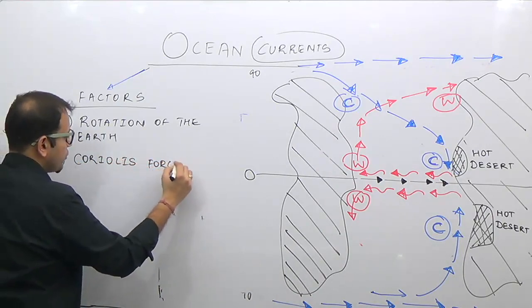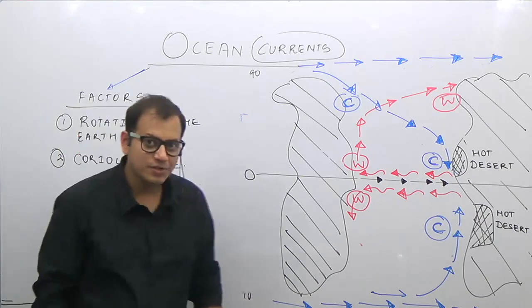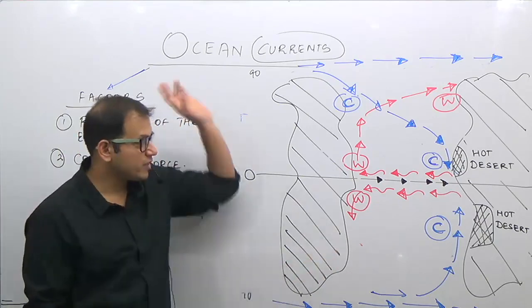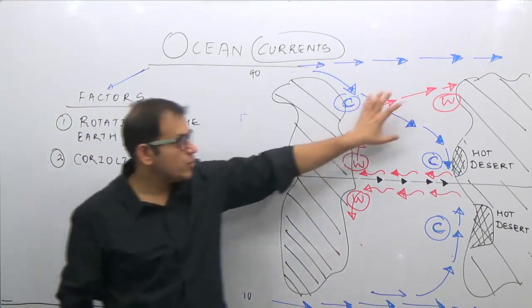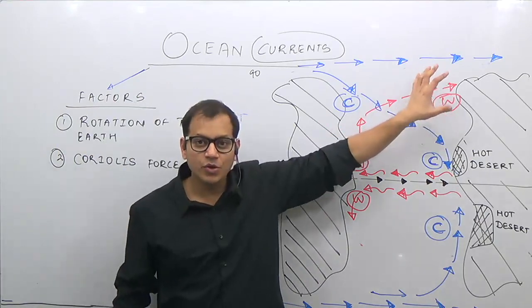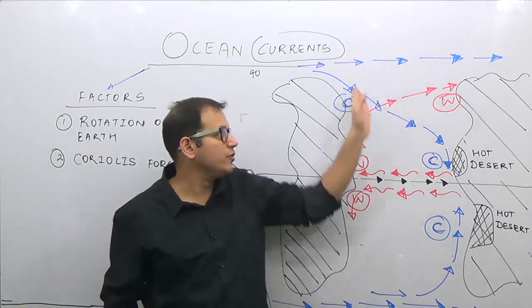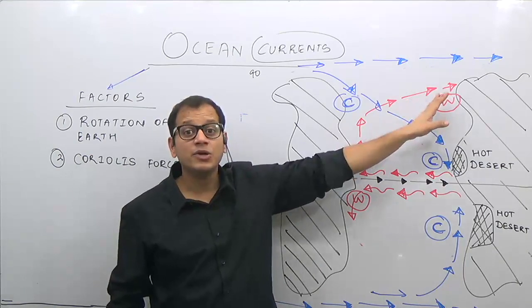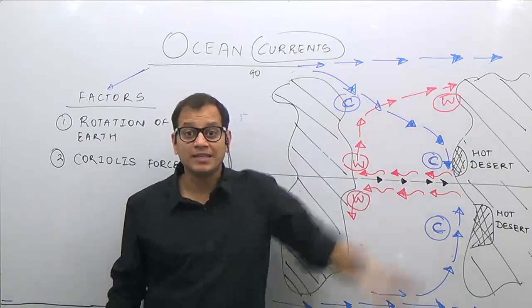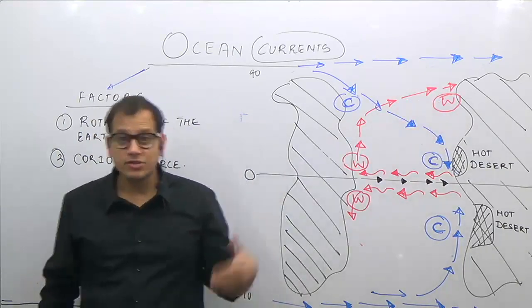What does the Coriolis force cause? The Coriolis force causes the drifting of the ocean current. So you can see this warm ocean current, due to the Coriolis force, instead of going straight, goes and hits the western coast of the other continents. In fact, we will do this in the importance of ocean currents.